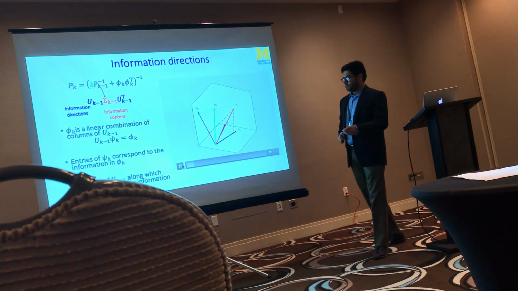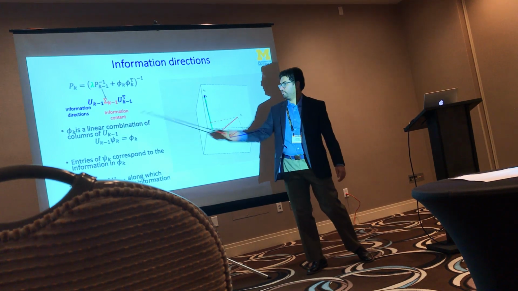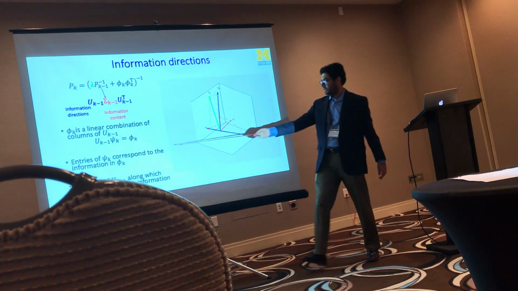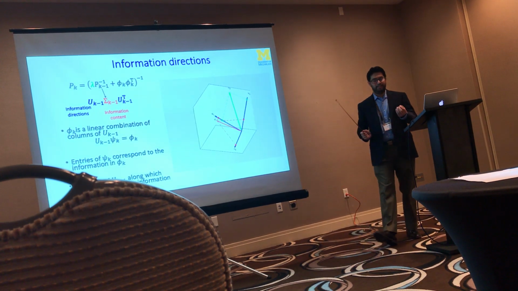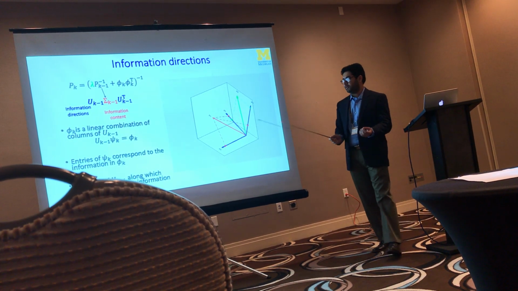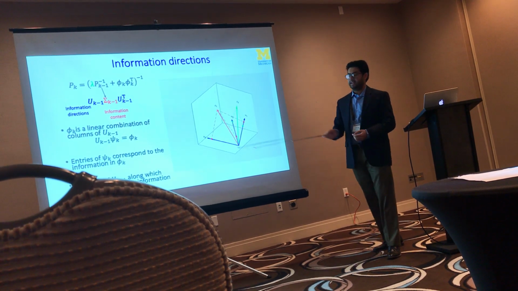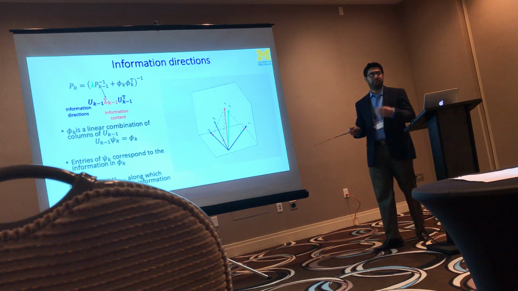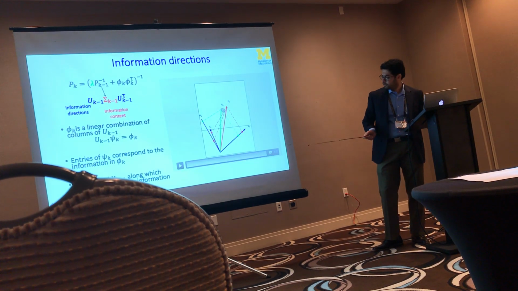Okay, so what I'm trying to do is decompose phi k along the columns of u k minus 1. So the entries of psi k correspond to the information that is contained in phi k. Or equivalently, the columns of u k minus 1 along which phi k lies are the singular vectors along which I have new information.